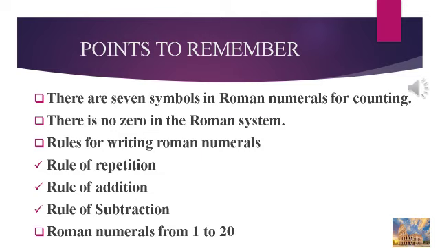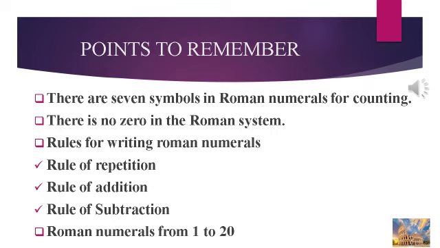Let's have a quick recap of what we have studied today. There are 7 symbols in Roman numerals for counting. They are I, V, X, L, C, D, M. I equals 1. V stands for 5. X stands for 10. L stands for 50. C stands for 100. D stands for 500. And M stands for 1000. There is no zero in the Roman system.